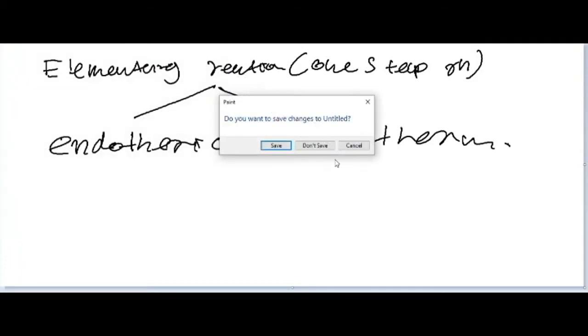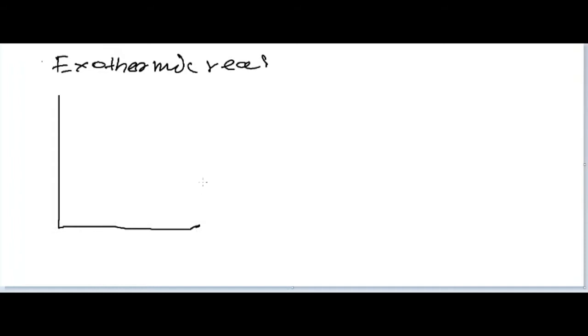So when consider about the exothermic reaction, think about this graph, you have to draw it in your note. Okay, now think about this graph. So in exothermic reaction, energy in the reactant are higher than the energy in the product.